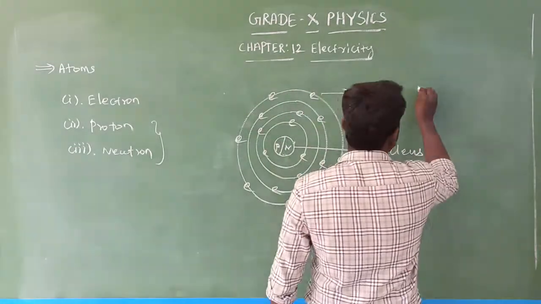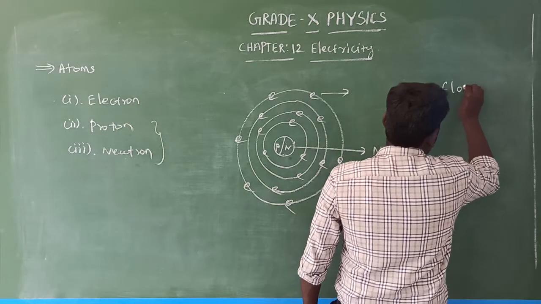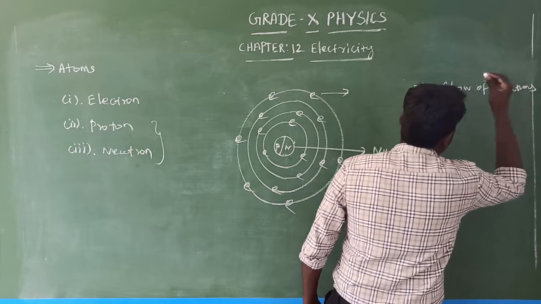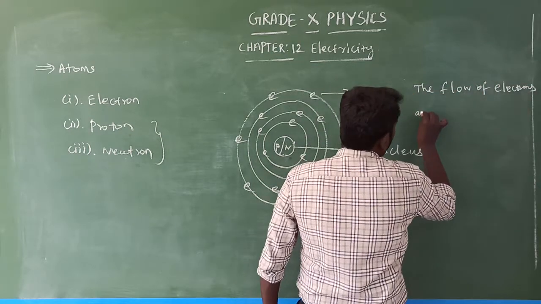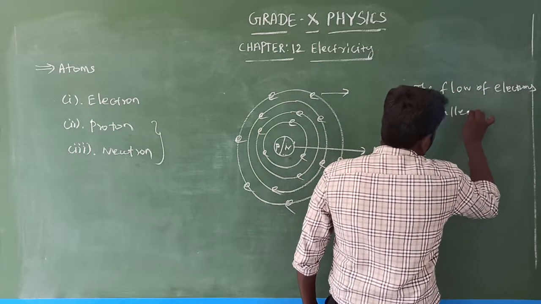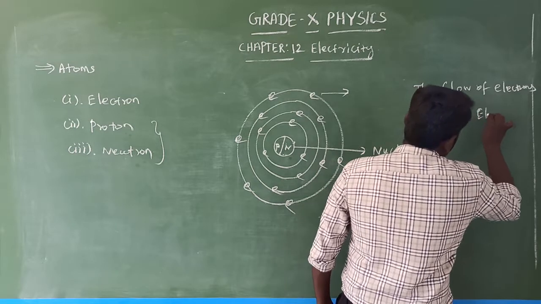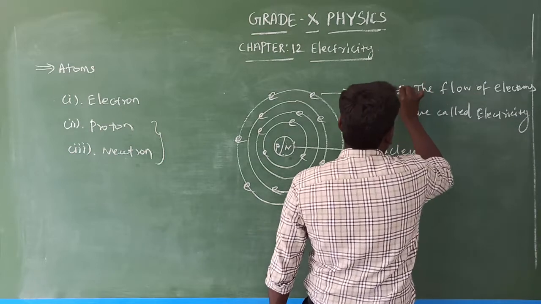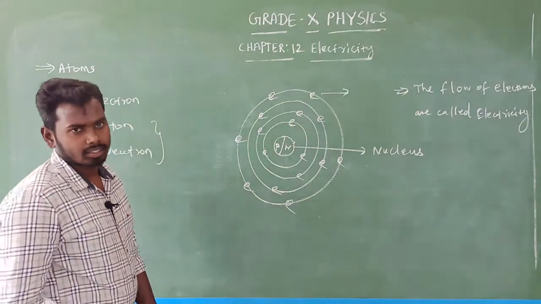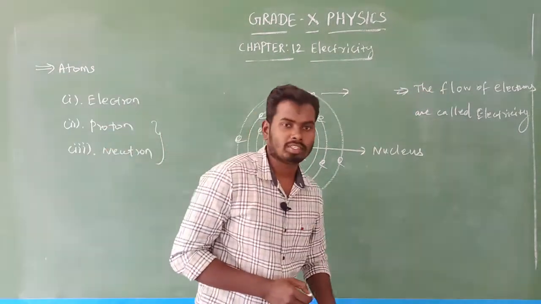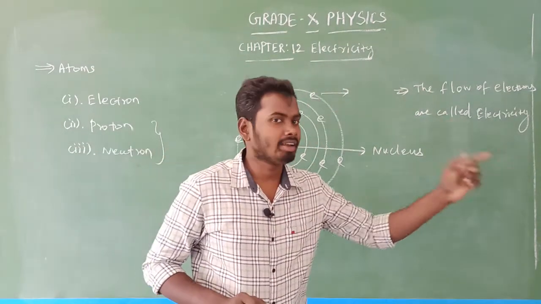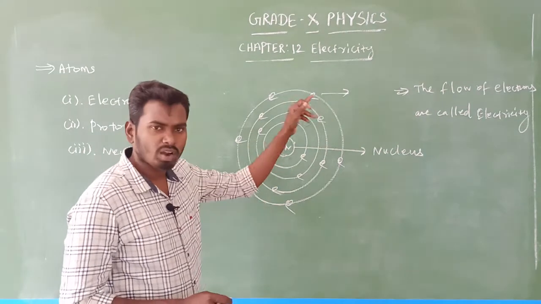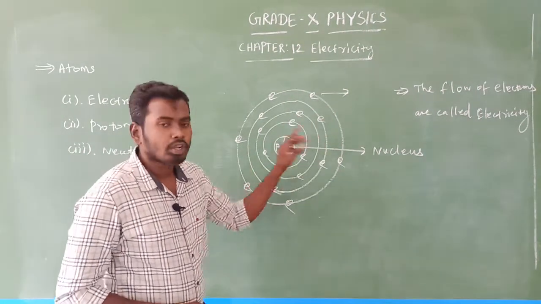The flow of electrons is called electricity. For this situation, that is the definition. I will explain the proper definition later. Is it clear? Yes. So electrons continuously revolve around the nucleus.